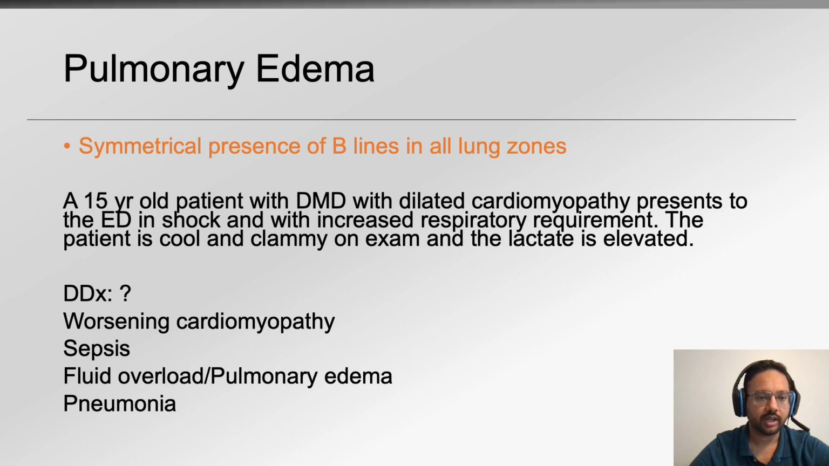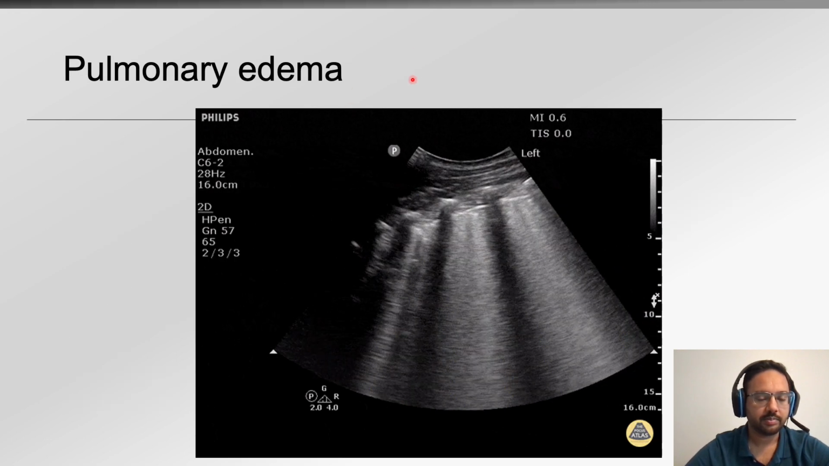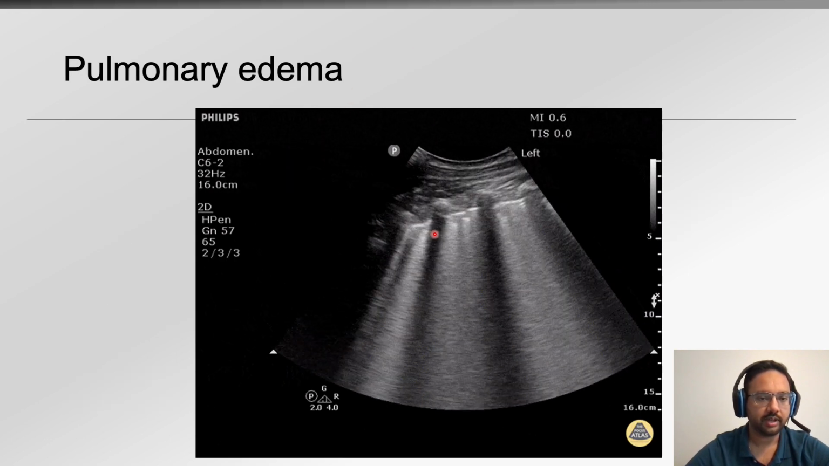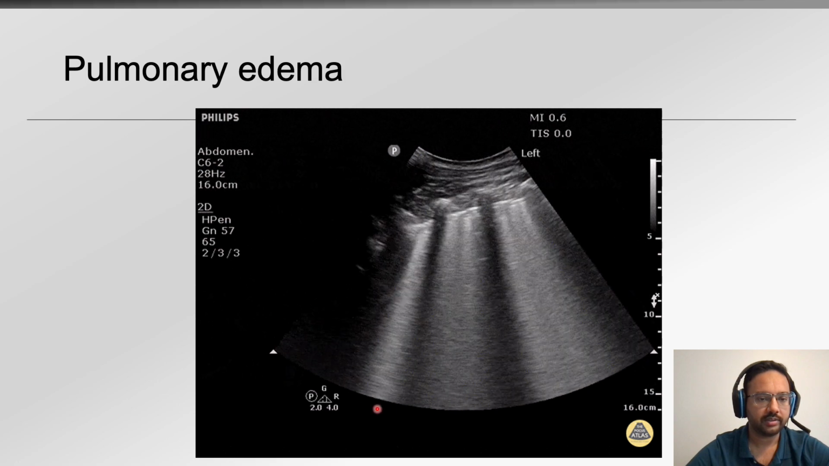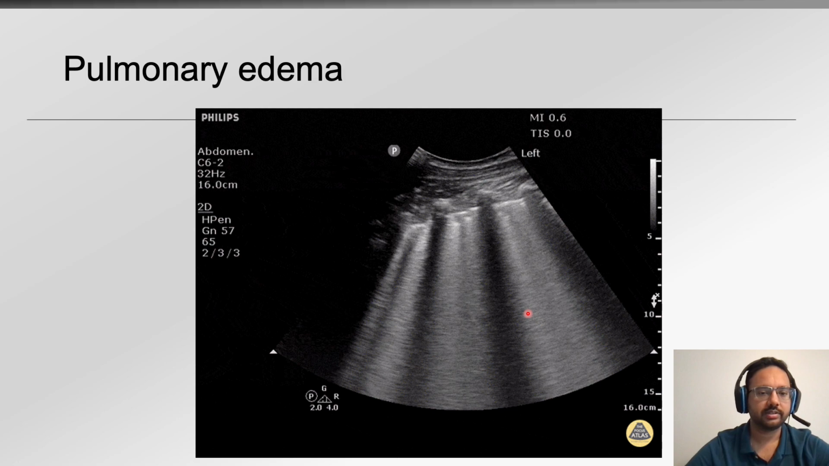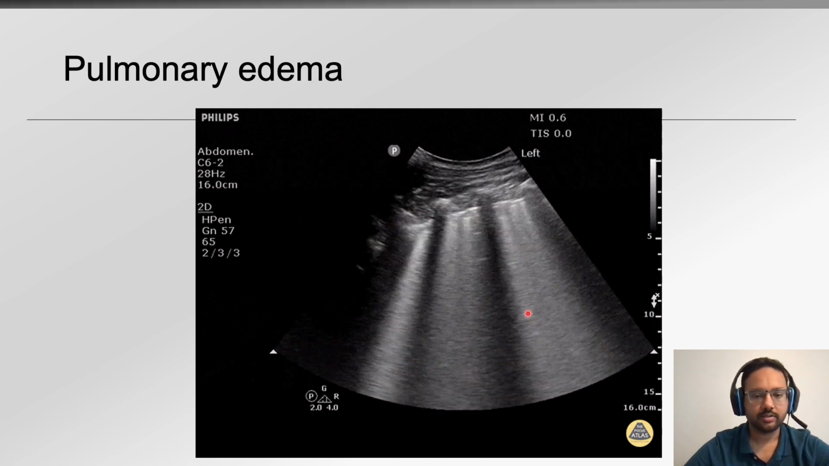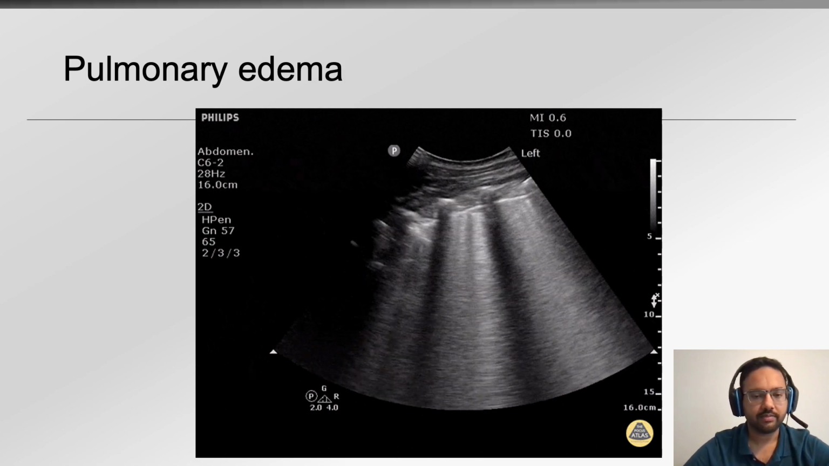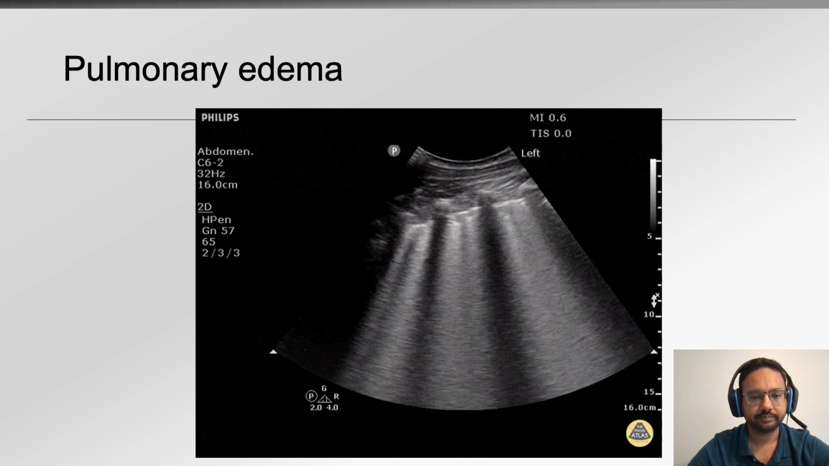So let's look at what that picture looks like. Here's the picture of what you may see in pulmonary edema, where you see B lines that are well demarcated. They are present at equal distance from each other. And so this is sometimes very helpful in diagnosing pulmonary edema.